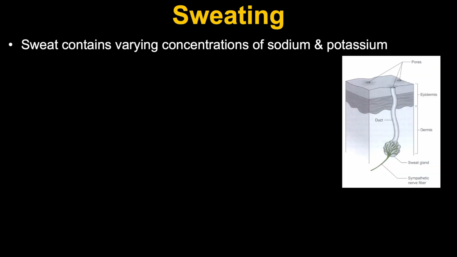During exercise in a hot environment or during moderate to intense exercise in a thermal neutral condition, conduction, convection, and radiation are simply inadequate to balance the heat loss with the heat production. So our last mechanism that we have in place is to simply sweat. Sweat is going to contain varying concentrations of sodium chloride, potassium, urea, and lactic acid.